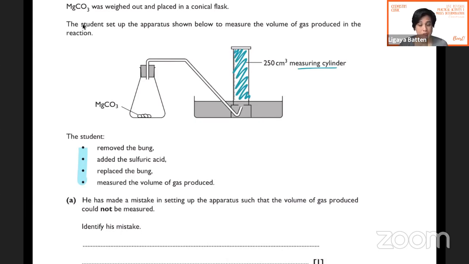If the measuring cylinder is full of water, then as the gas is produced in the reaction, it will go along this delivery tube and enter the measuring cylinder, and the gas produced will displace the water in the measuring cylinder.